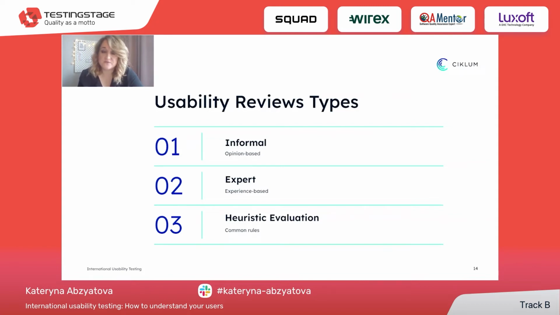And heuristic evaluation is more like a checklist of common rules, which we also need to apply to check through our application. Is it comfortable? We can say that it can be a good addition to other testing, because if the system is complex, just heuristic evaluation may not be enough for a usability review.